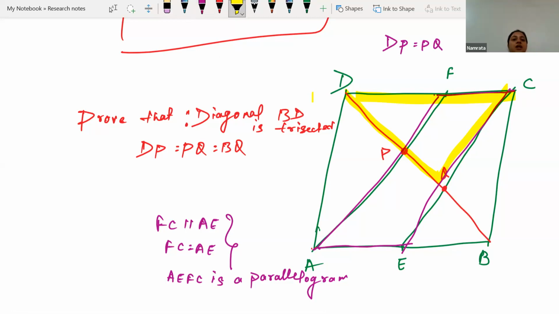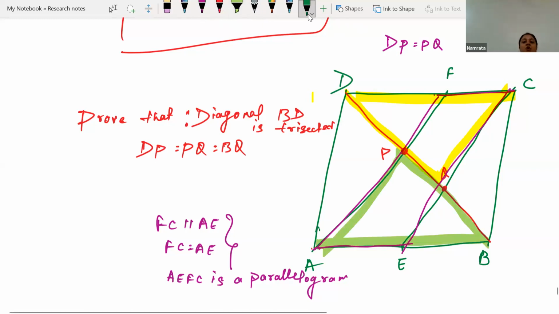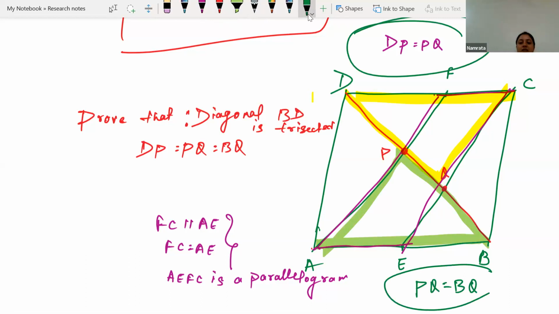Now we are going to take another triangle, the green triangle, and repeat the same thing. We are saying Q is the midpoint of the third side of the green triangle. That means PQ, BQ are the same. Now combining this, DP, PQ, BQ all are the same. Hence the diagonal BD is getting trisected.